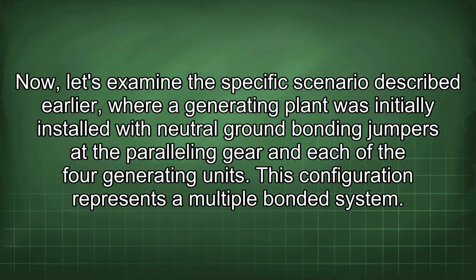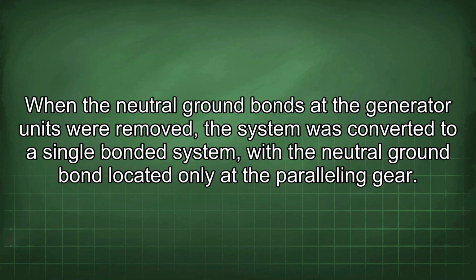Now, let's examine the specific scenario described earlier, where a generating plant was initially installed with neutral ground bonding jumpers at the paralleling gear in each of the 4 generating units. This configuration represents a multiple bonded system. When the neutral ground bonds at the generator units were removed, the system was converted to a single bonded system with the neutral ground bond located only at the paralleling gear.